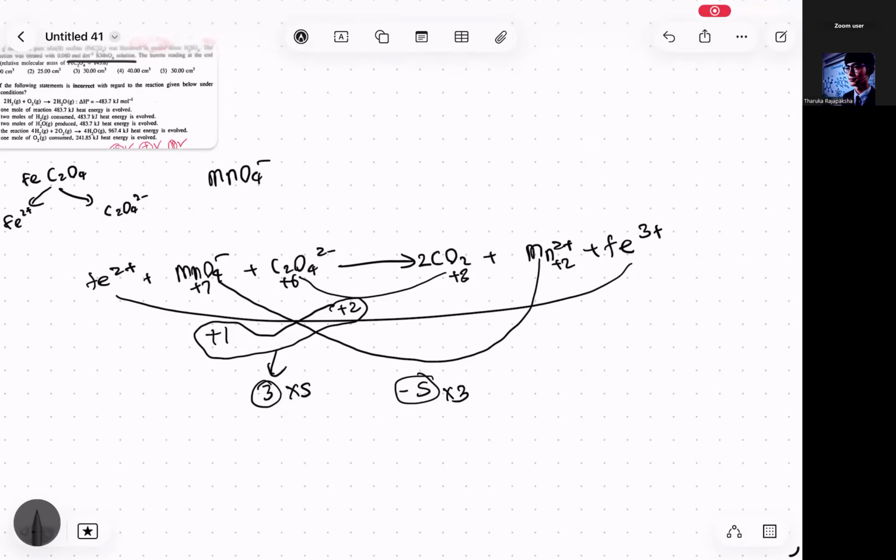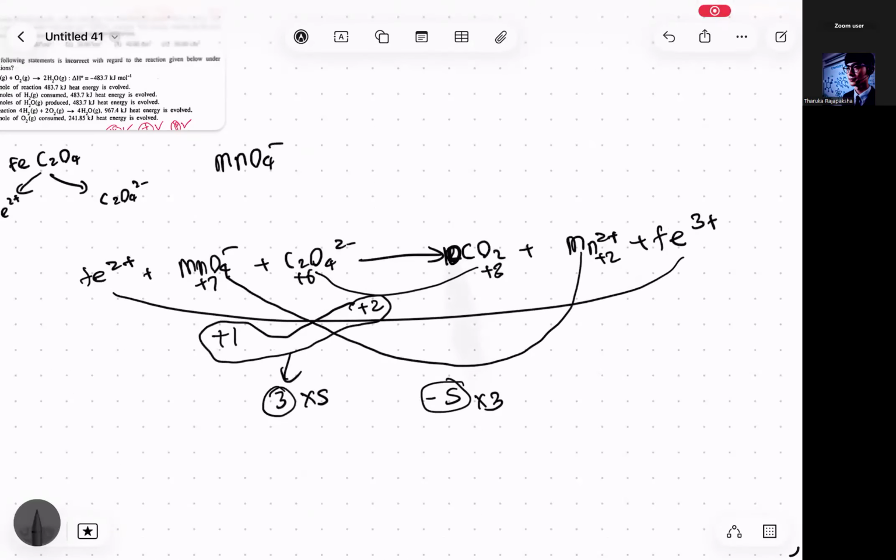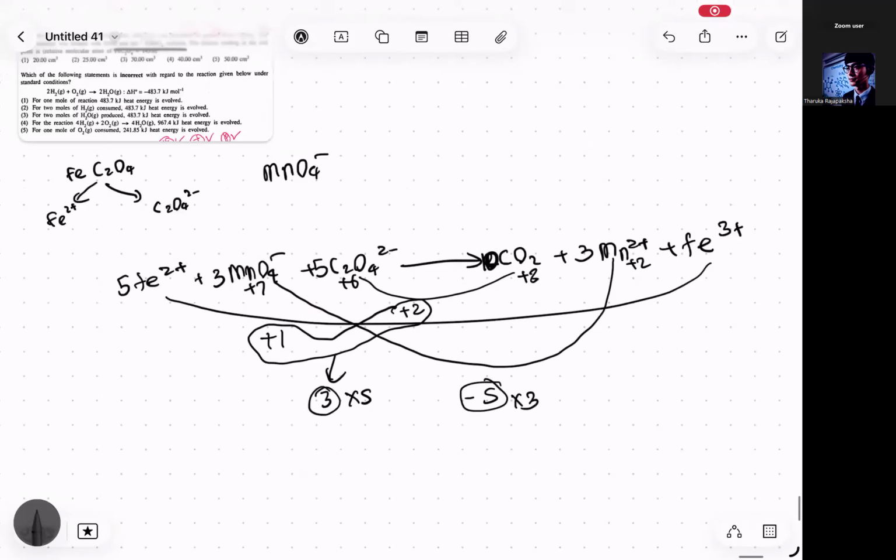3 into 5 means it will be 10 carbon dioxide, 5 oxalate, 5 Fe2 plus, then 3 permanganate and 3 Mn2 plus. Now the rest of the balancing you can do yourself. Actually, you don't need this for the MCQ, adding H plus and water. So I'm going to continue the question from this point.